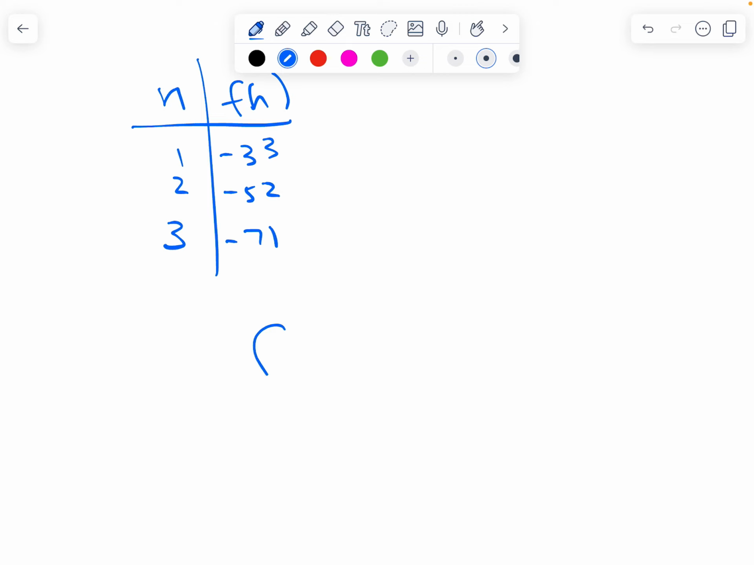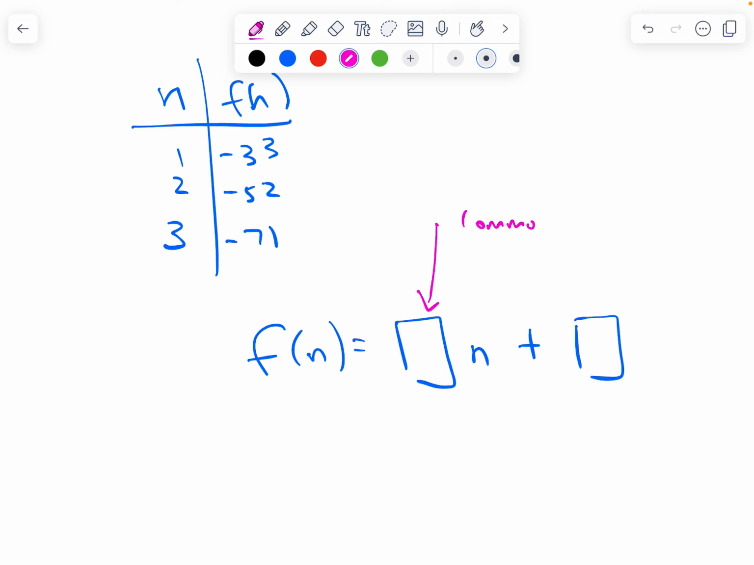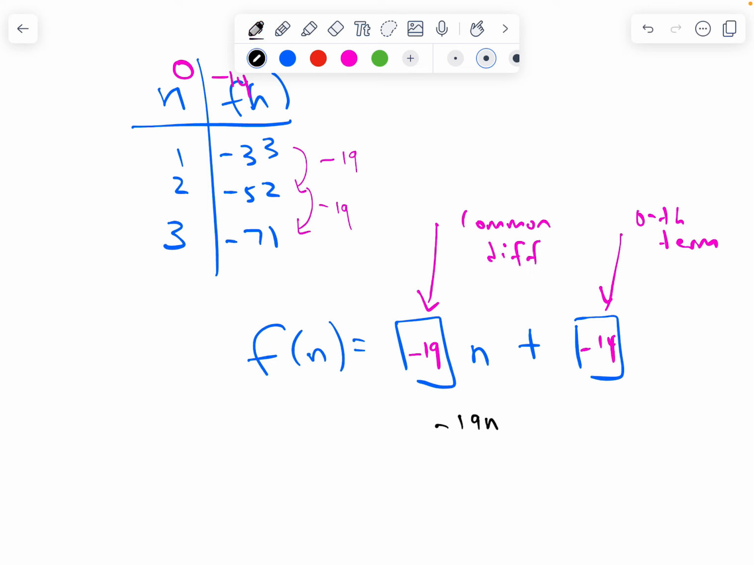So the way to do it is with this formula. F of n equals blank n plus something. And what goes here is the common difference. And what goes here is the 0th term. So the common difference here, each time I'm going down, is -19. And the 0th term, if I worked my way up here, is going to be -14, I think. And so that's your equation, -19n plus -14, which you could write as -19n minus 14, which would be a better way of writing that.